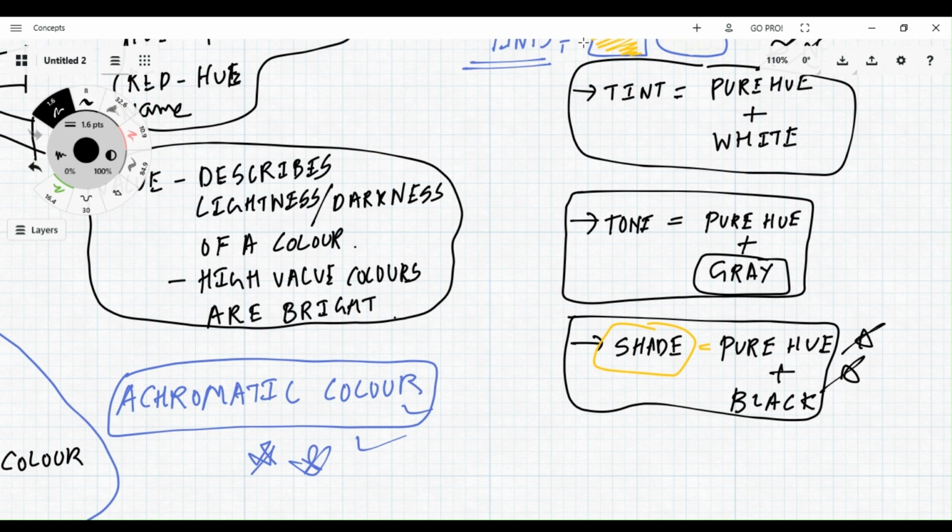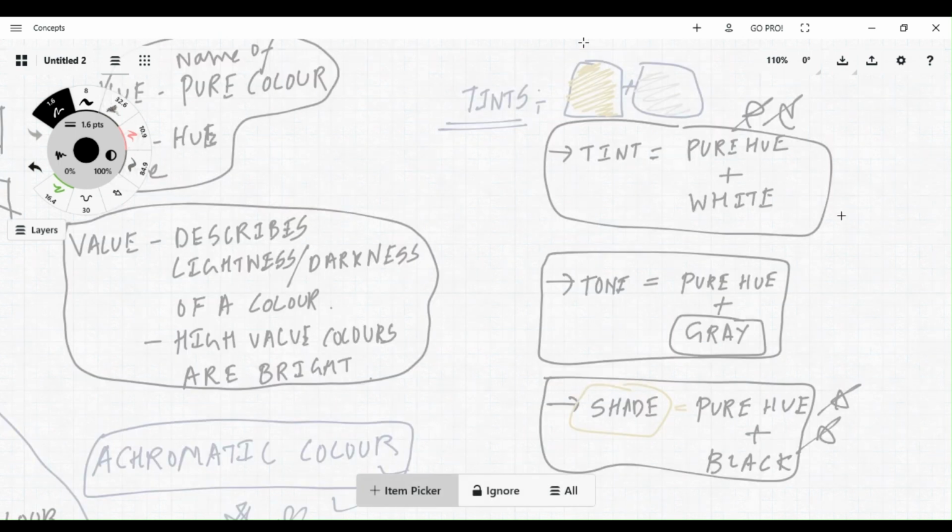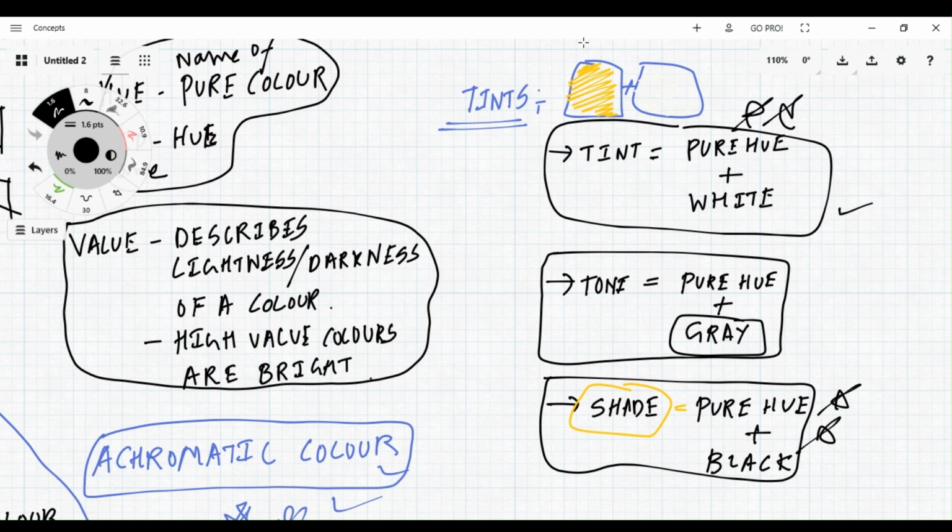So in a way we have answered an assistant architect exam question. One question we have answered. Tint is pure color plus white. Tone is pure hue color plus gray. Shade is pure color plus black. So we have covered one topic here.